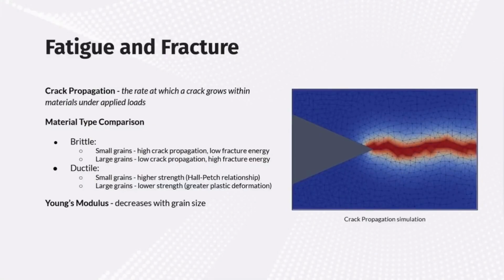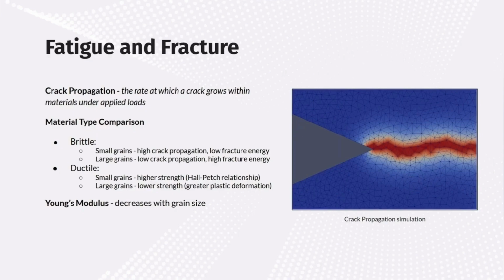For nanomaterials, fatigue and fracture are analyzed through a variety of methods, including crack propagation. Crack propagation is the rate at which a crack forms within a material under an applied load, but it is highly dependent on the material type. When analyzing brittle grains, smaller grains tend to have higher crack propagation and require lower fracture energies. The inverse could be said for larger grains.